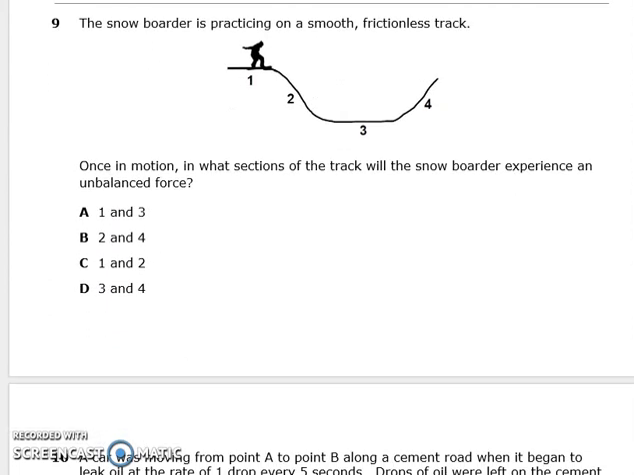Number 9. The snowboarder is practicing on a smooth, frictionless track. Once in motion, in what sections of the track will the snowboarder experience an unbalanced force? A. 1 to 3, B. 2 and 4, C. 1 and 2, or D. 3 and 4.